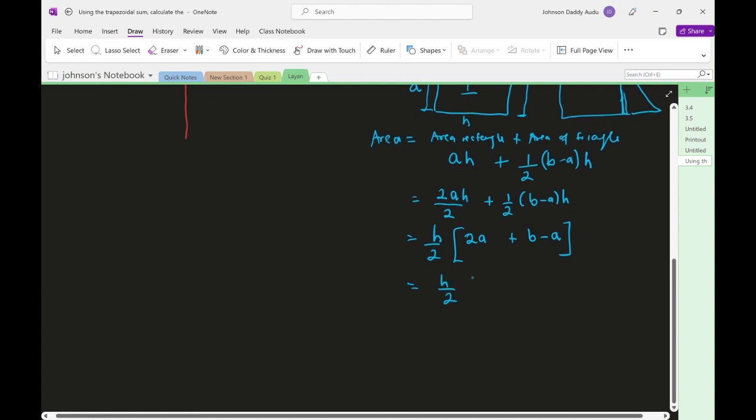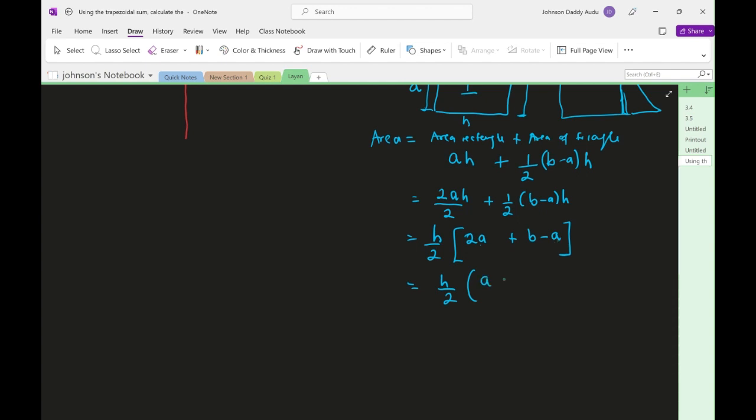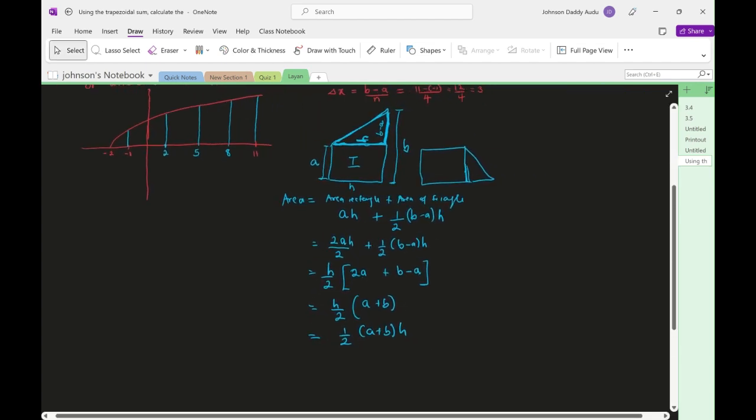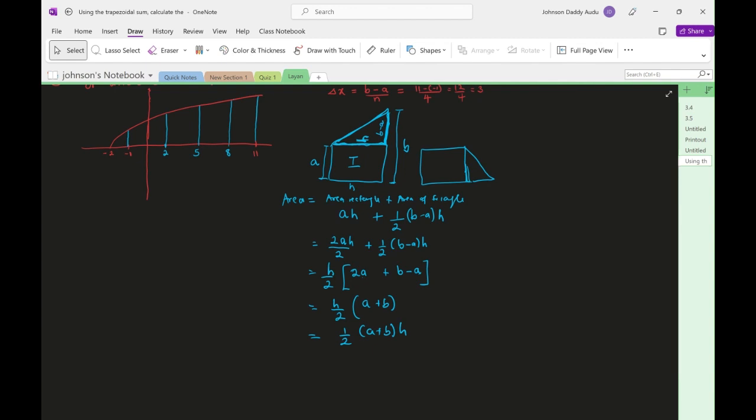So this becomes what? H over 2. 2a minus a is going to be a plus b. So finally, we can write it as half a plus b times what? Times height. So this is what? This is the formula for the area of a trapezoid.